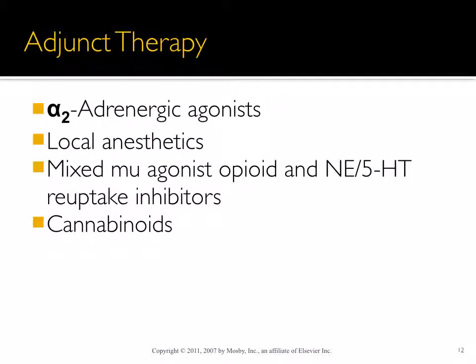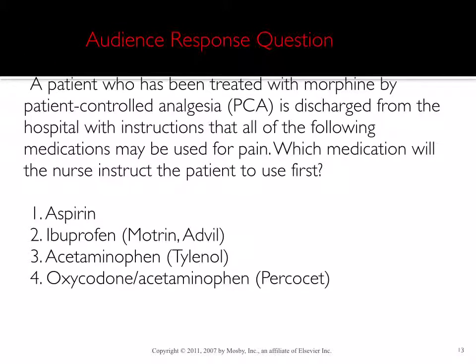Now, the other adjunct therapy is alpha-2 adrenergic agonists, local anesthetics, mixed mu agonist opioids, NP5 reuptake inhibitors, and cannabinoids. Now, adjunct therapy, I'm not going to test you on this, so I'm not going to waste time explaining this slide.